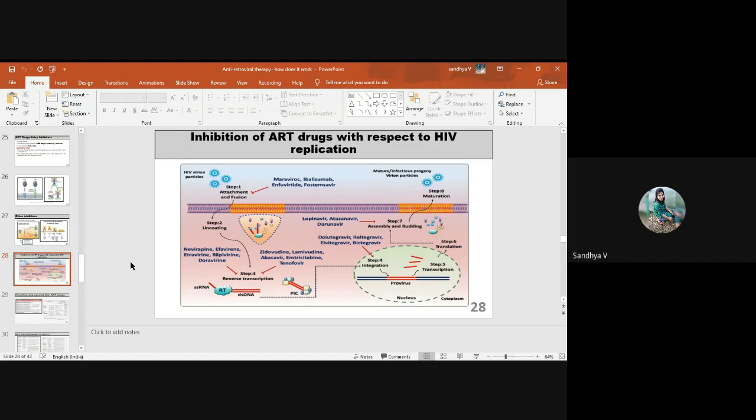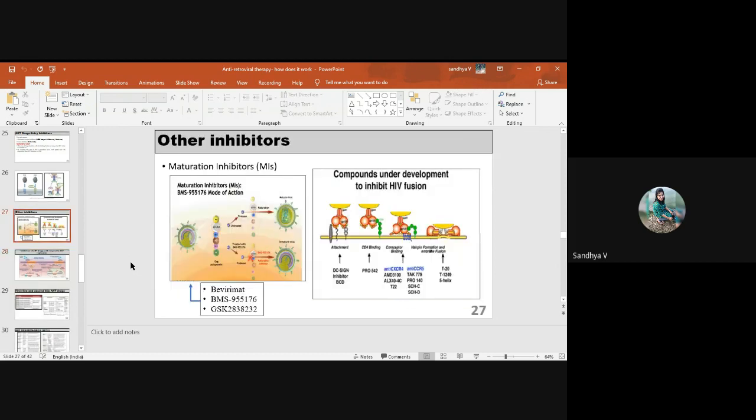Other inhibitors, like maturation inhibitors, are under development. For the virus to mature, some proteins should assemble at the site of the progeny, that is, the site of budding. These maturation inhibitors inhibit the complex of maturation proteins which are needed to be incorporated into the progeny virus. So the virus buds off, but it won't be a mature virus, so it can't infect other cells.